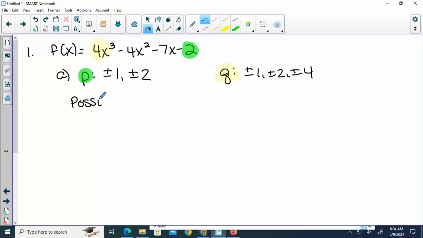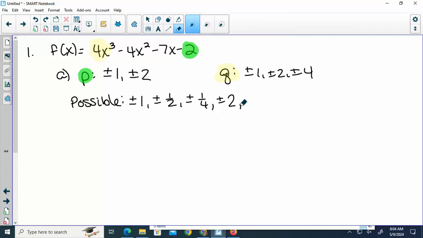Then to get our possible zeros, that's P over Q. So 1 over 1 is 1. 1 over 2. 1 over 4. 2 over 1 is 2. 2 over 2 is 1, we already have it. 2 over 4 is 1/2, we already have it. So these are the possible zeros. Now that's not actually every zero, those are the possible rational zeros. So it doesn't include radicals or imaginaries or things like that.